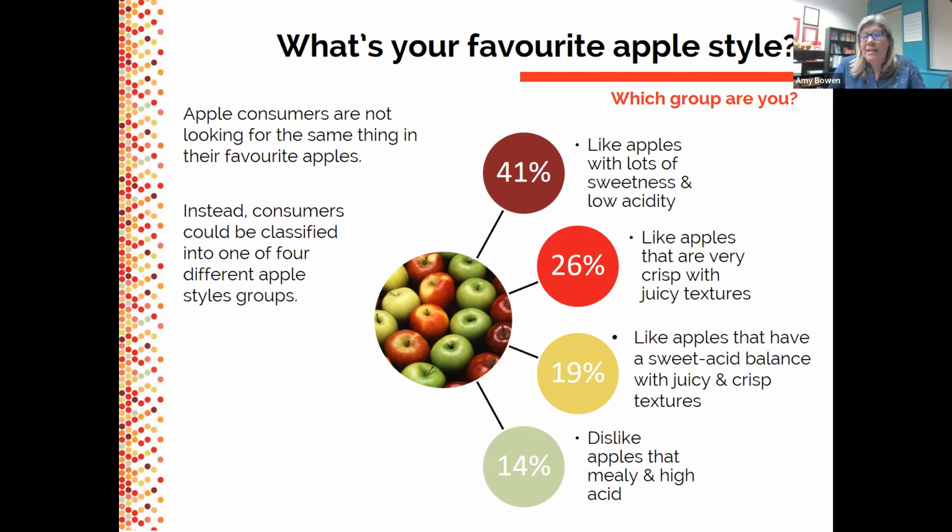But 26% like apples that are very crisp with juicy textures. So it's really about the texture of the apple for them, whereas the other group was really about the sweetness. Then we've got 19% that like apples that have a sweet acid balance with juicy and crisp. So they want everything in their apple.